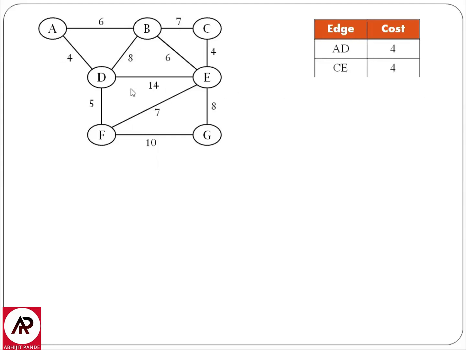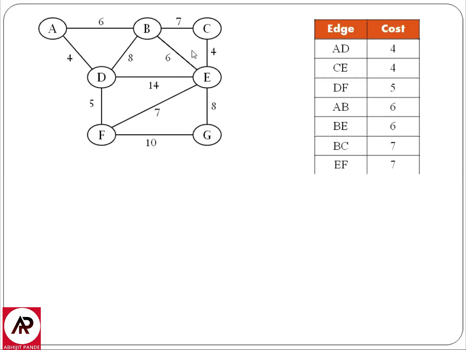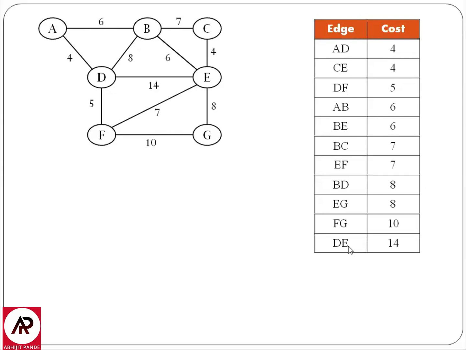The next higher weight is 5, for the edge DF, so we add edge DF in our queue. The next weight is 6. The 6 is associated with two edges. So we have added the two edges, A to B having cost 6 and the second one B to E having cost 6. Similarly, for cost 7, that is BC and EF. For cost 8, that is BD and the next one is EG. Next, cost 10 for the edge FG and cost 14 for the edge DE.